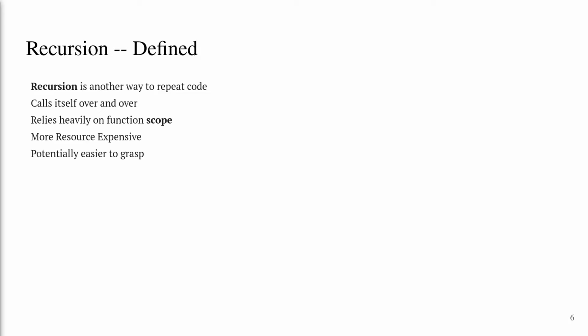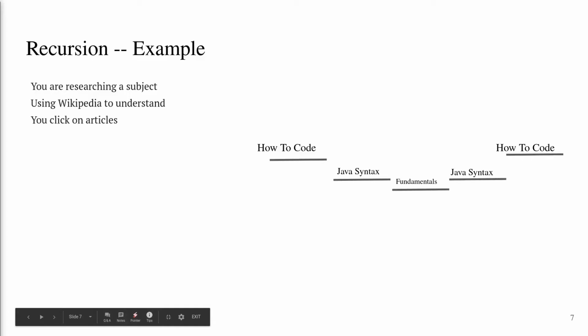It is called recursion. And recursion is a way for us to repeat code by having the function call itself over and over. And the function uses variables and if statements inside. It uses what's called function scope, the things defined inside the function, to process these subproblems and yield a result at the end. Now, recursion is more expensive, but it is potentially easier to grasp in certain situations. Let me give you an example of recursion.